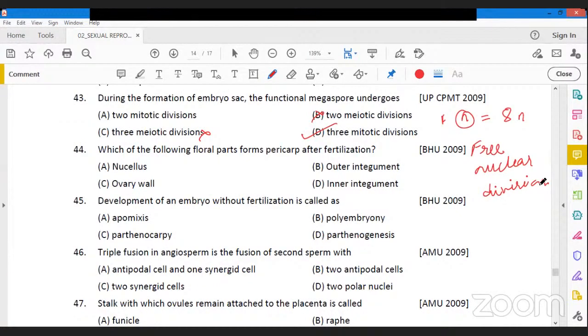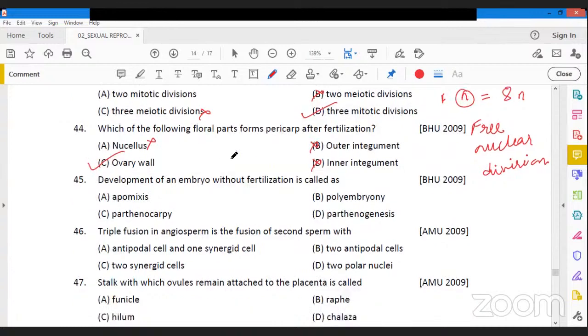So next, which of the floral parts form pericarp after fertilization? Pericarp is the fruit wall. Correct? Fruit wall. The fruit wall is formed from the ovary wall. Nucellus, what does it become? If it is persistent, then it will become perisperm. Outer integument will form testa, inner integument tegmen. So it is not testa or tegmen. It is the ovary wall. Which is the ovary wall? Epicarp, mesocarp and endocarp. So these are the correct ones.